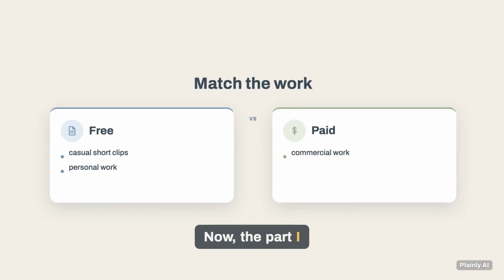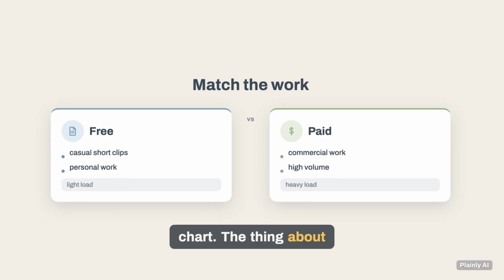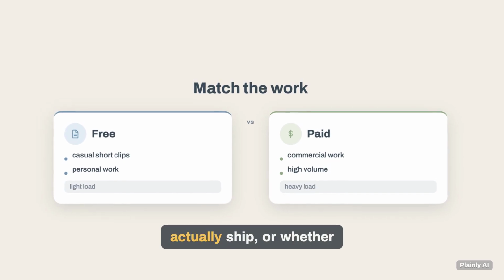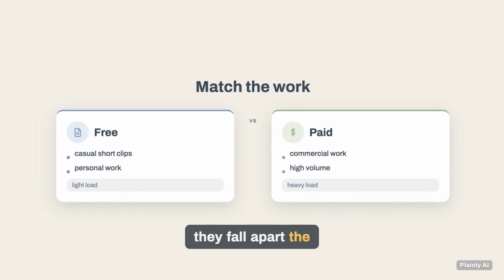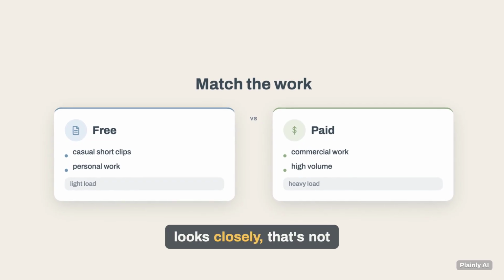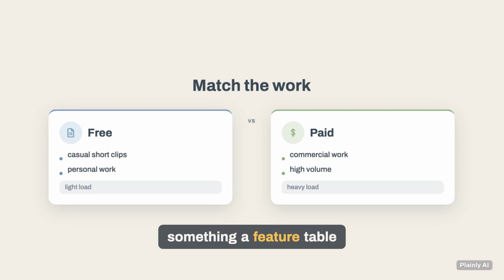Now, the part I can't put on a chart, the thing about whether the free clips are good enough to actually ship, or whether they fall apart the second a paying client looks closely. That's not something a feature table answers.